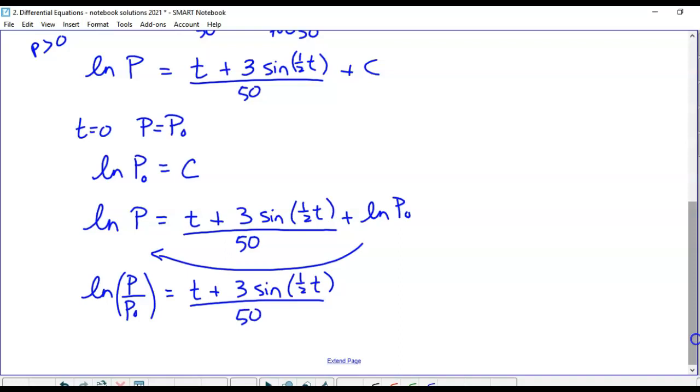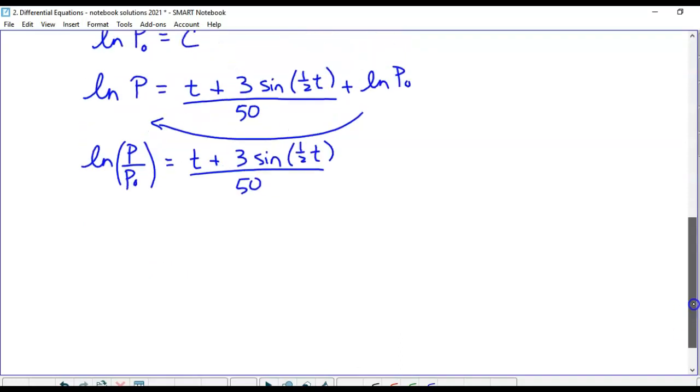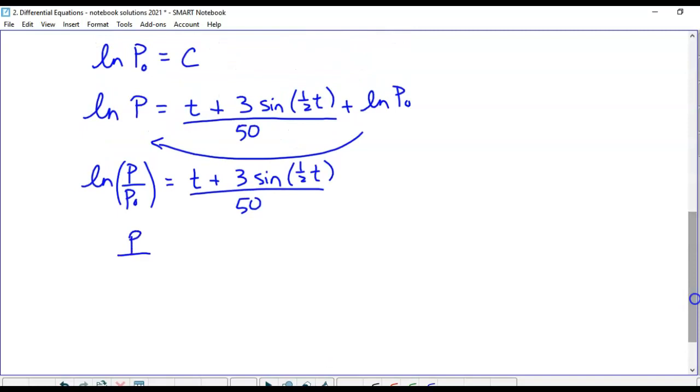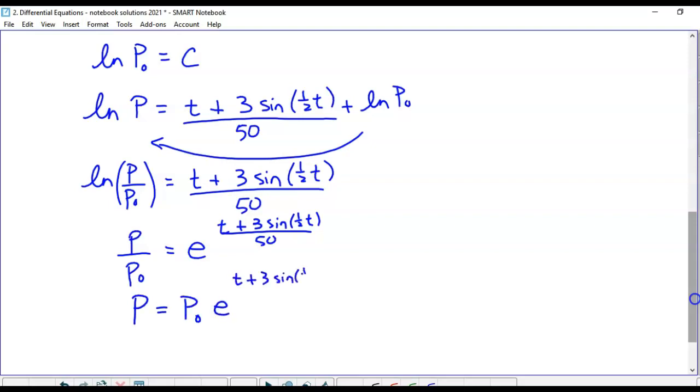Okay, and now we can get the P's together. So now P over P naught is going to equal e to this expression. And so then P is P naught e to the (t plus 3 sine of half t) over 50. Okay, so now that relates for, you need to know what the gross national product was to start, so P naught, and then based on the time, you can find the value.